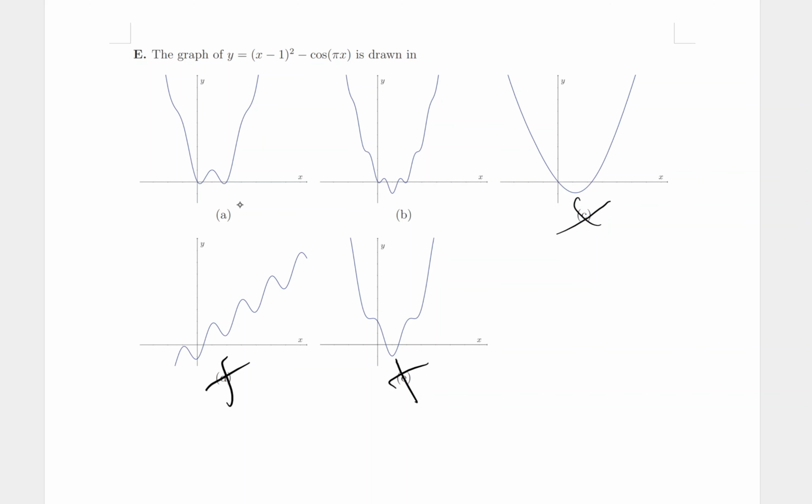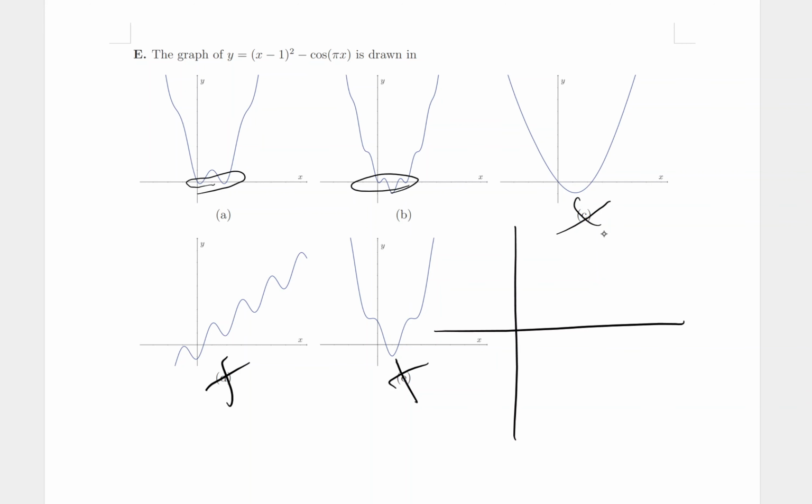So here, the only difference between B and A is that A has like 4 sort of roots around the x-axis, and B has like 6 sort of roots. So let's actually check how many roots there should be. So let's try to draw the two graphs here.